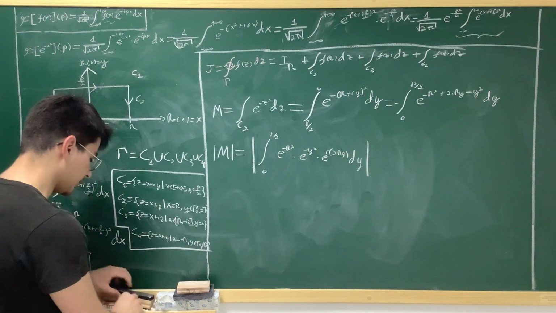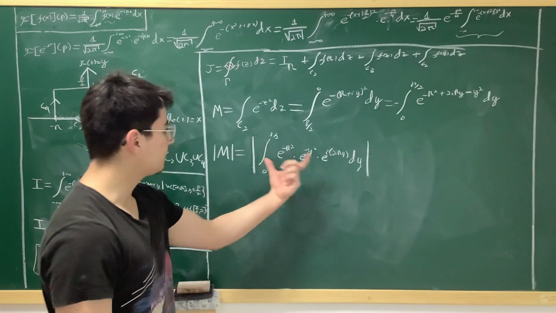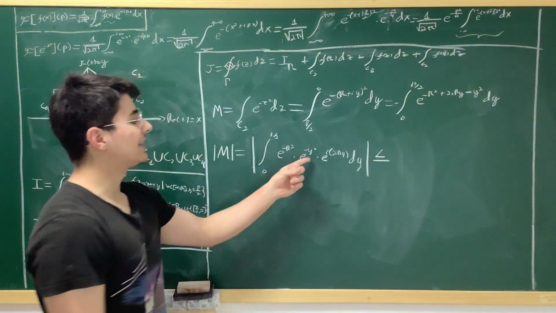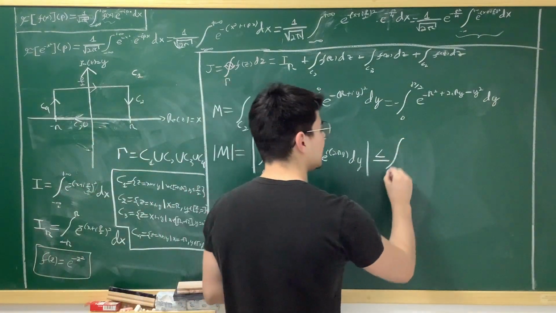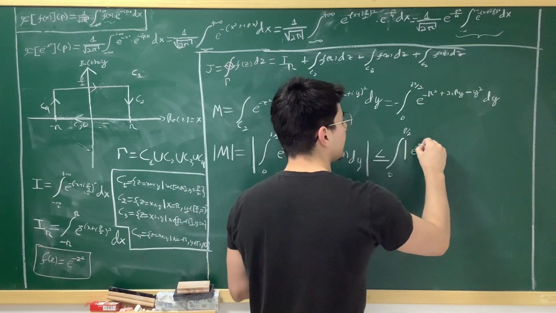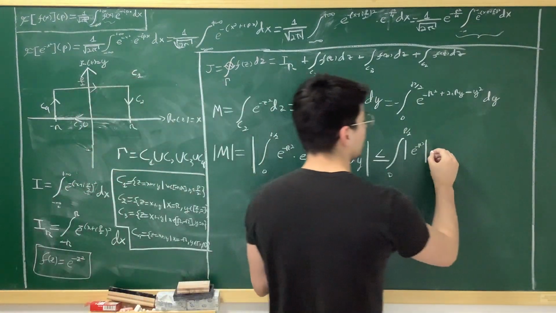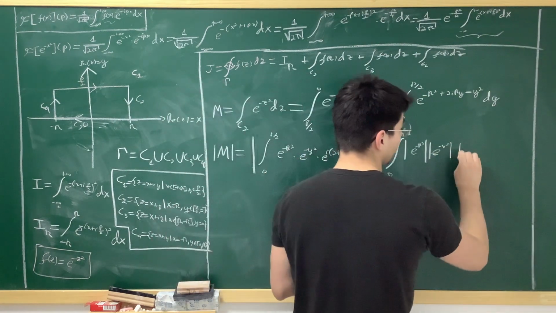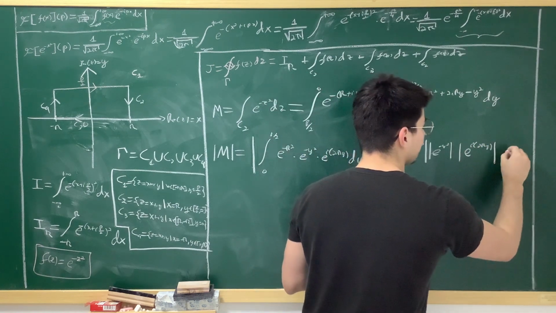Well, we can use a property of the integrals, which says that the absolute value of an integral is lower or equal than the integral of the absolute value of the integrand, the inside function. So this is what we would get. The absolute value of e to the minus r squared. Remember, absolute values can be split into terms that are multiplying. E to the minus y squared, the absolute value, and the absolute value, or modulus in this case, of e to the i 2ry dy.